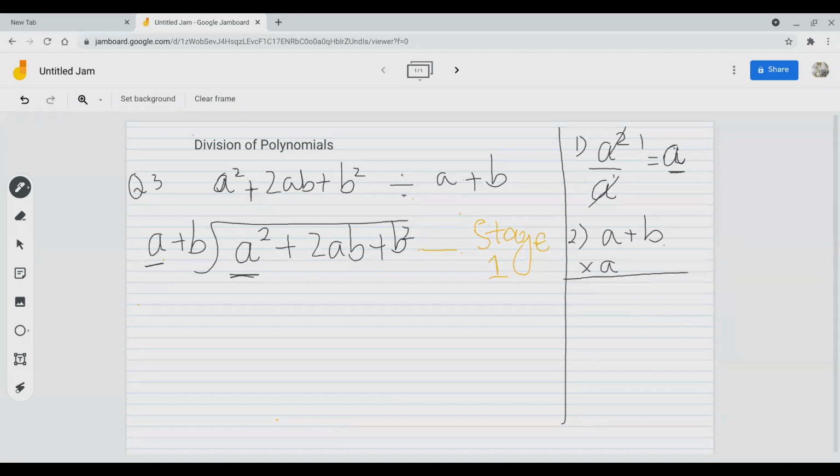When you multiply by A, A multiplied by A is A square, and A multiplied by B is AB. Okay, you are getting this one. You will write the same thing under the dividend: A square plus AB, and this A will come on the top.